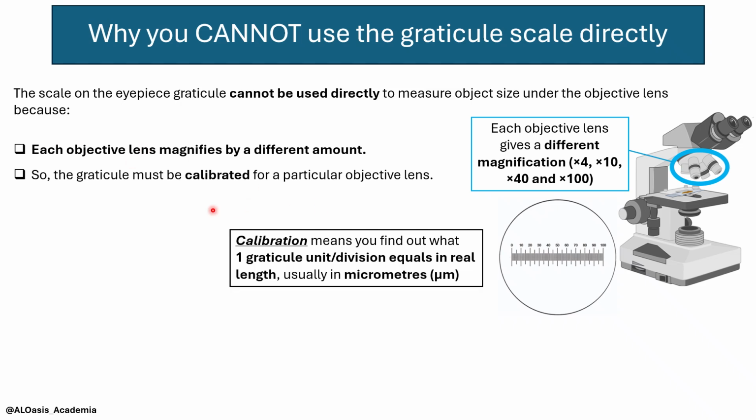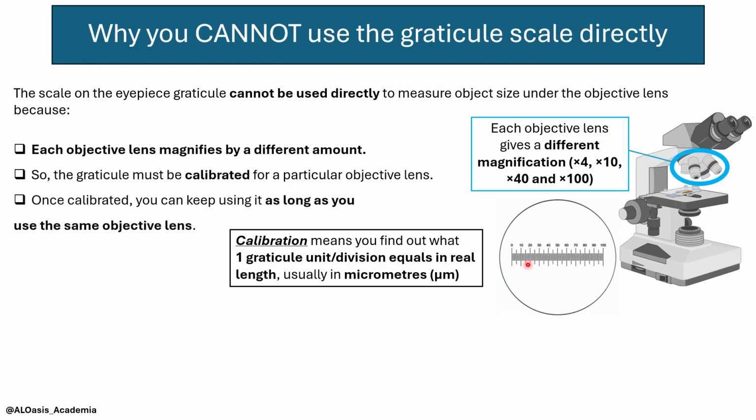So what does calibration mean in this context? It means that for this graticule scale, you need to find out how much one graticule unit is equal to in real length. As we said, the units are referring to each of these small divisions or small lines. So you need to know how many micrometers, for example, 10 small lines or 10 units equal. And that's what calibration is. That's what you need to find out.